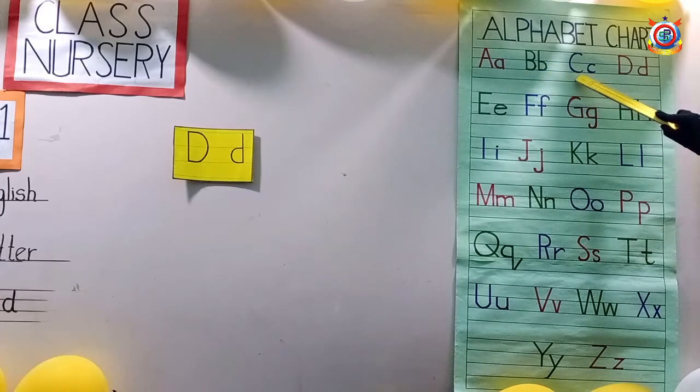Okay, students, what is this? This is C. And the sound K. What is the sound of C? K. Name C and the sound K.